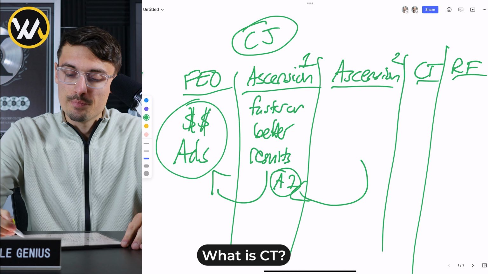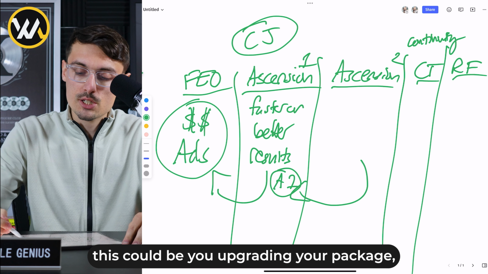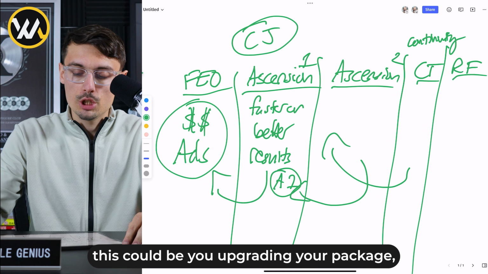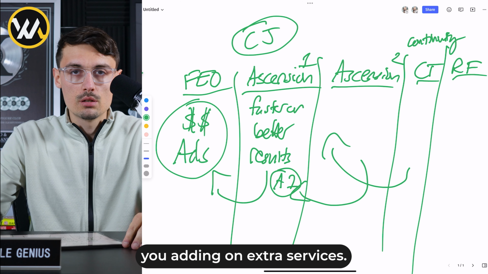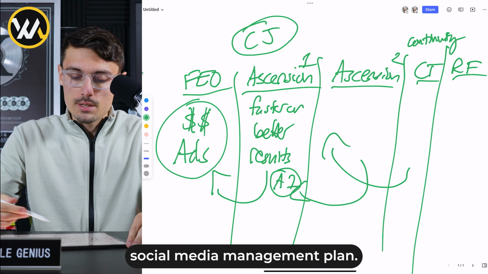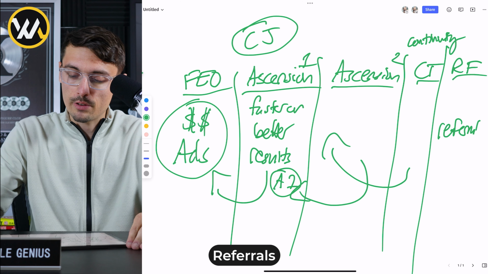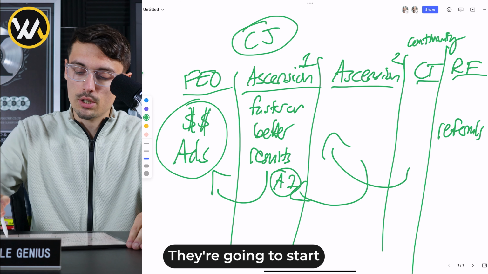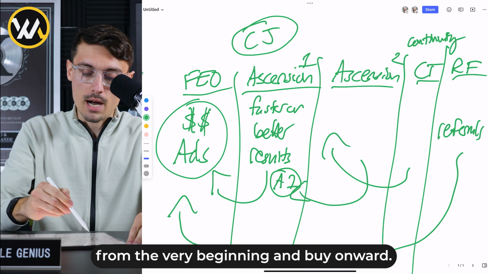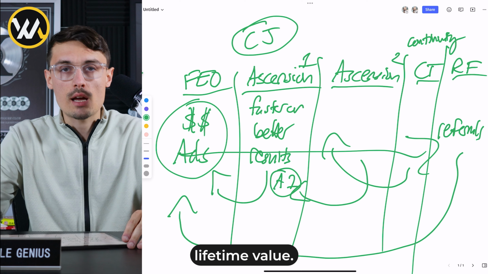What is CT? Continuity. This could be you upgrading your package, you adding on extra services, okay? You going on an organic social media management plan. Now you're so deep in the customer journey, what are you going to wind up giving us? Referrals. And what are those referrals going to do? They're going to start from the very beginning and buy onward. And that is where you increase lifetime value.